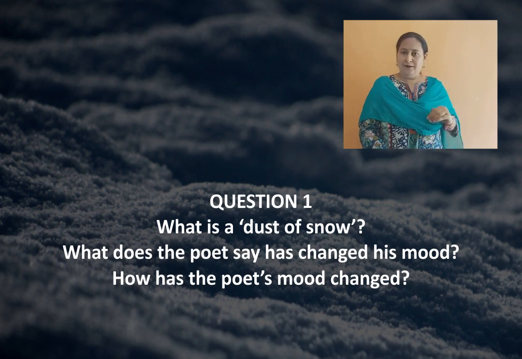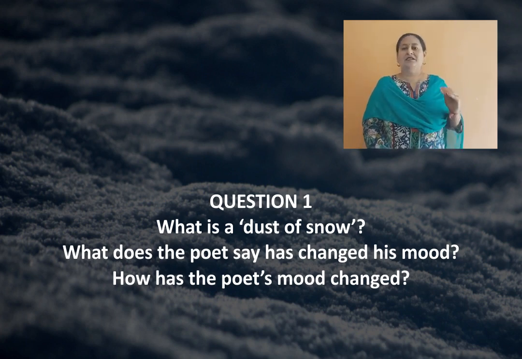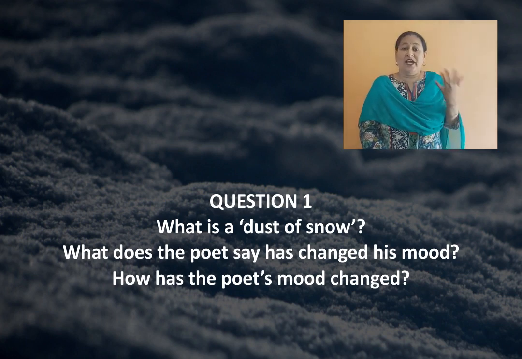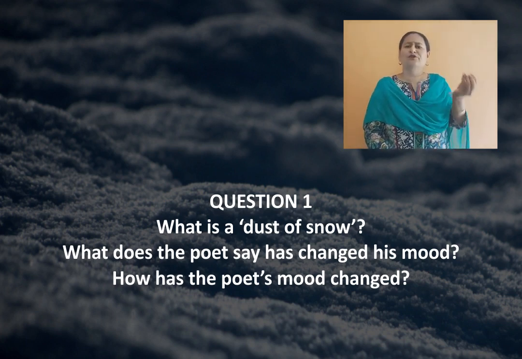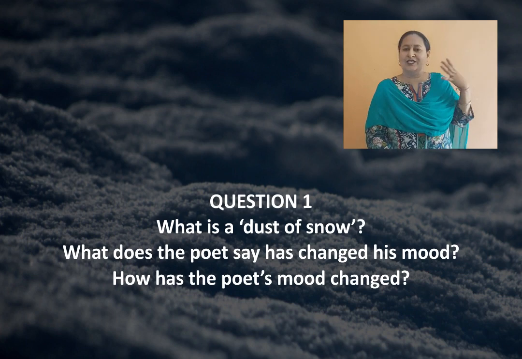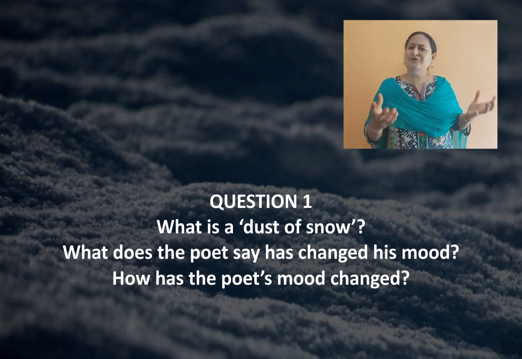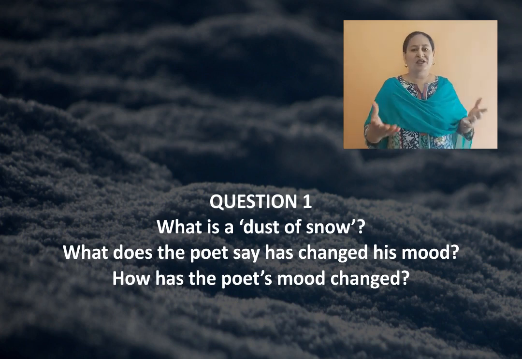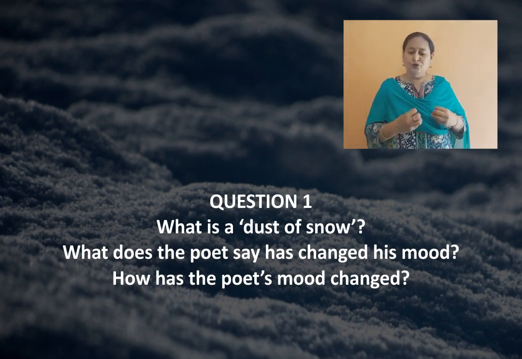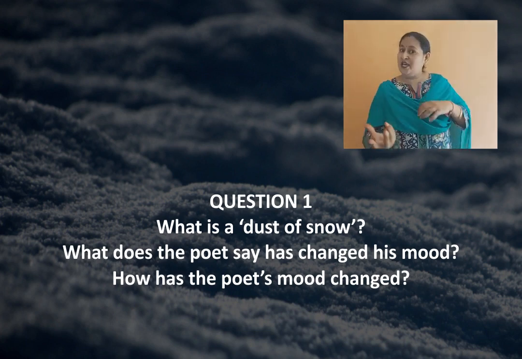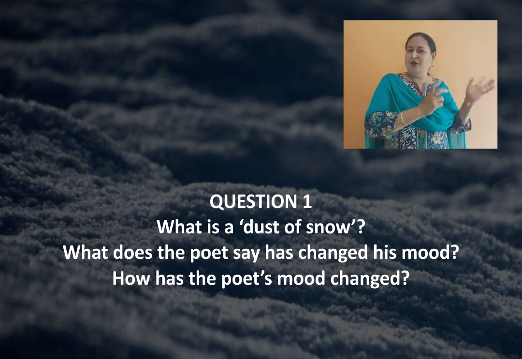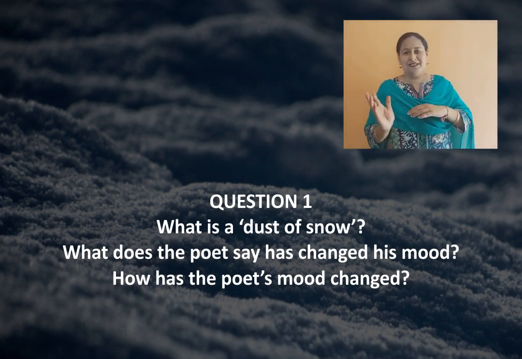Next part of the same question, how has the poet's mood changed? The poet's mood has changed because of the beautiful act, the tinkling of that snow that fell on him, the coldness, the numbness, that had some beauty in it. And that brought about a change in the mood of the poet. So it has changed from distress, sorrow and grief to happiness and elation.